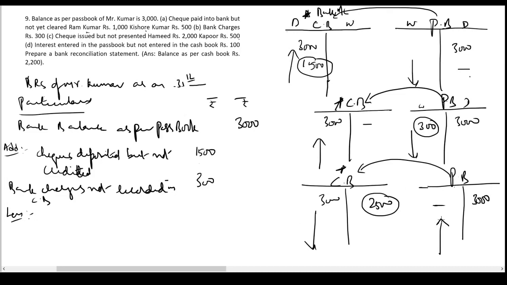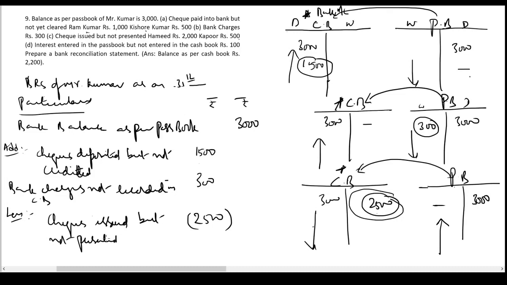Now passbook is showing a higher balance, cash book is showing a lower balance. To make passbook equal to cash book, I have to reduce the passbook by 2500. That is the amount by which cash book is showing a lesser balance. So I have to show one more item as less here, 2500. Checks issued but not presented for payment, 2500.